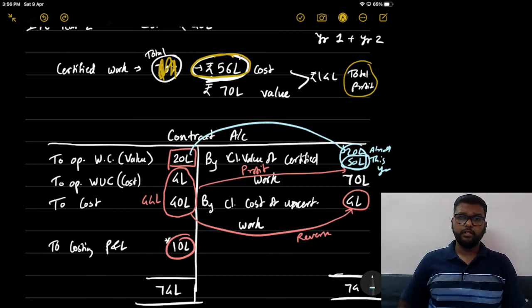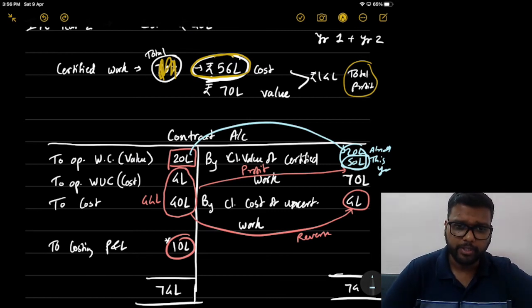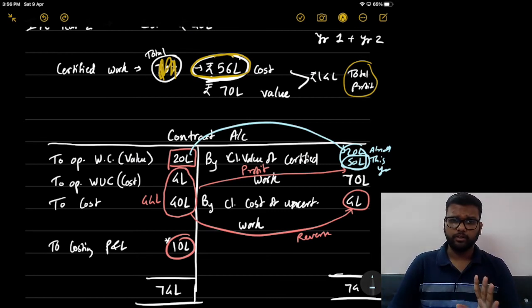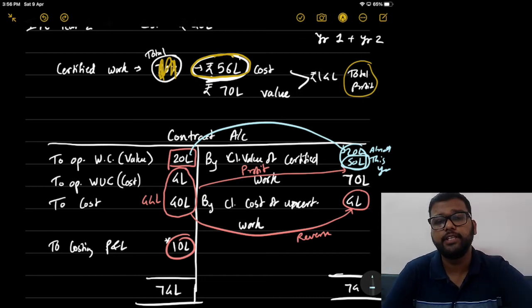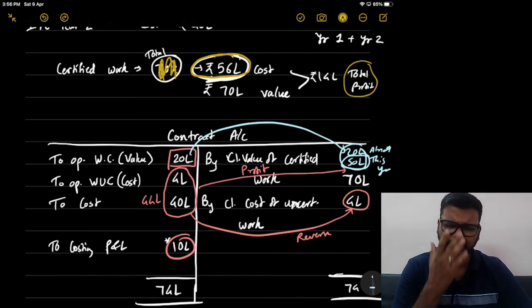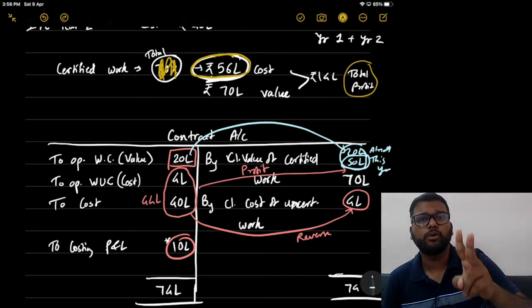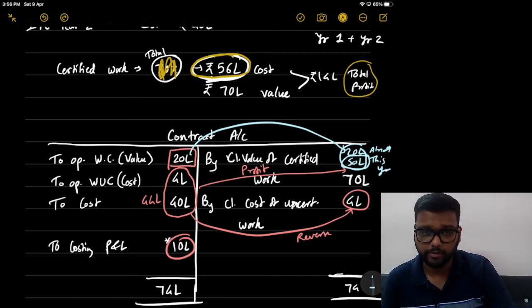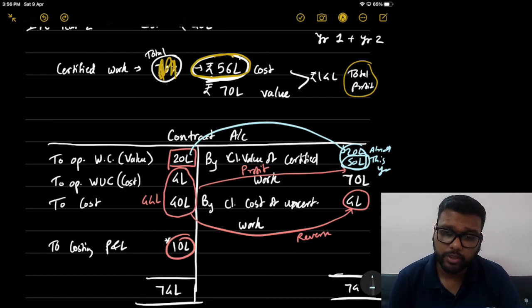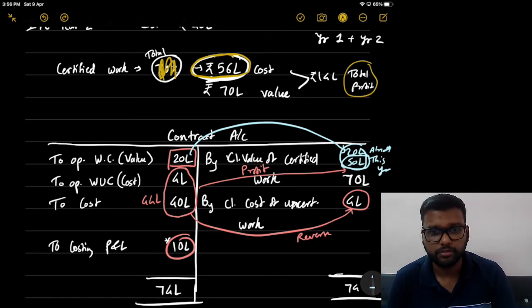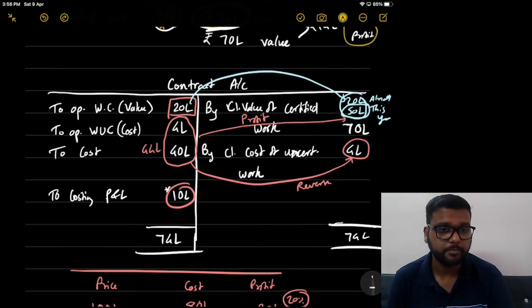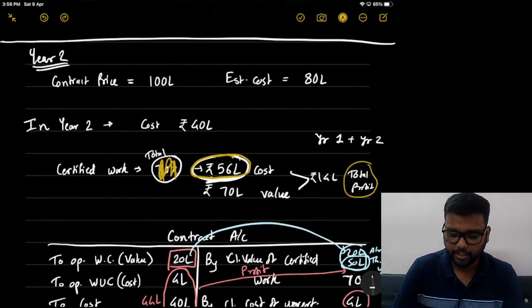Fine. I understand that this concept is complicated, but if you understand this contract account and why we do the entries, then this entire chapter is very easy. Generally in exam, it always comes for 10 marks, process or contract or both. So it is bonus marks because every question is the same. Okay, fine. Is this clear? Yes. Fine. Can you note it down?